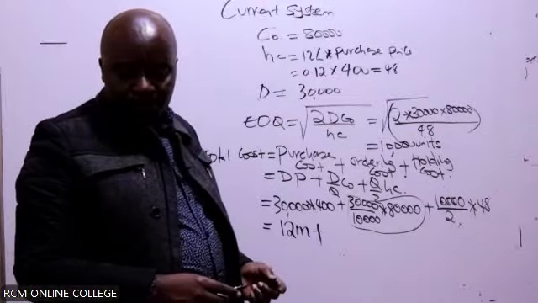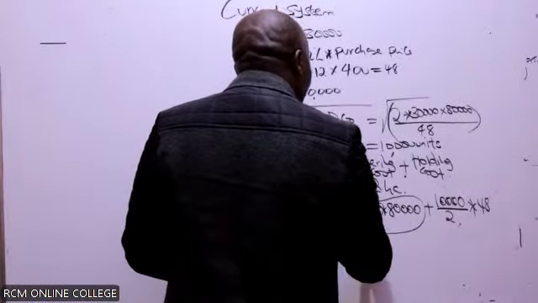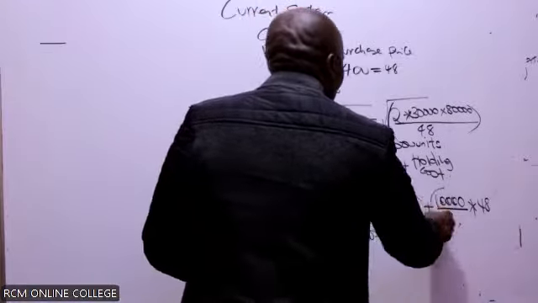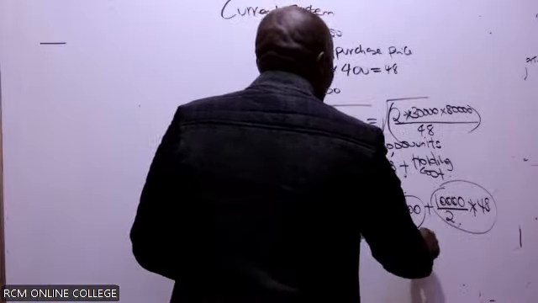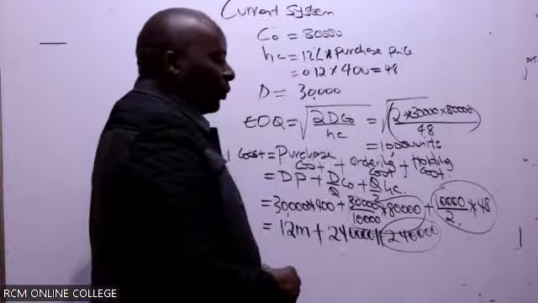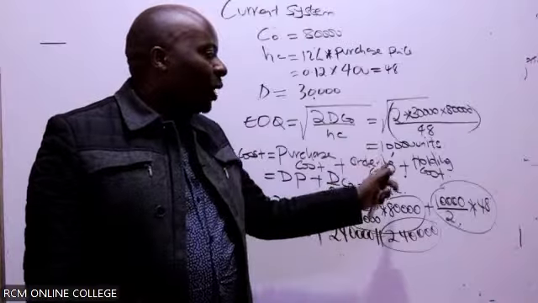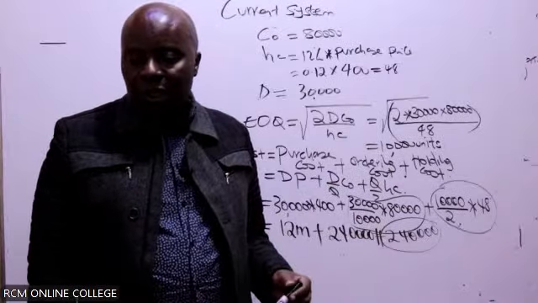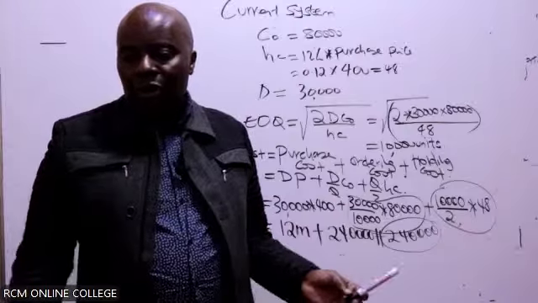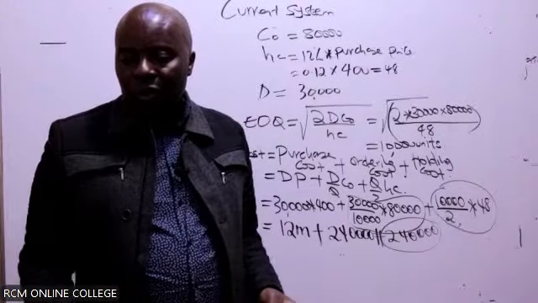240,000. So this is 240,000. So without you telling me anything, I know that even this one will be 240,000. Who can tell me how I have known that it will be 240,000? Yeah, at EOQ, we always expect ordering cost to be exactly equal to holding cost. That is a rule. Holding cost will be equal to ordering cost.